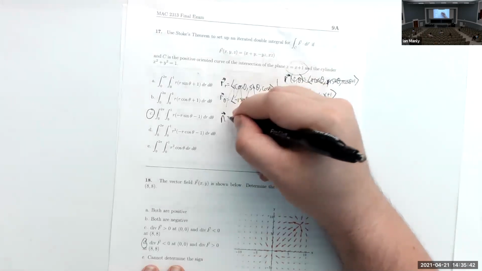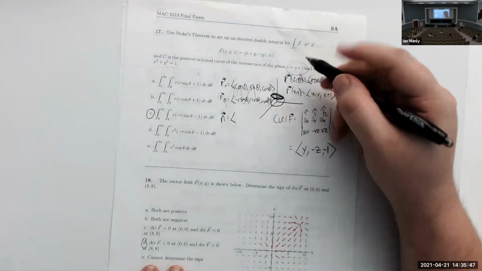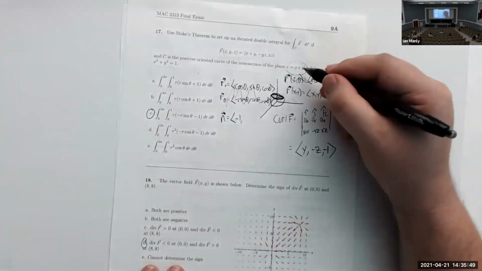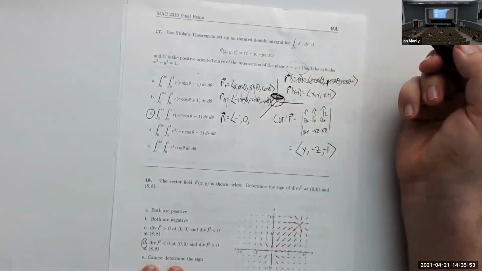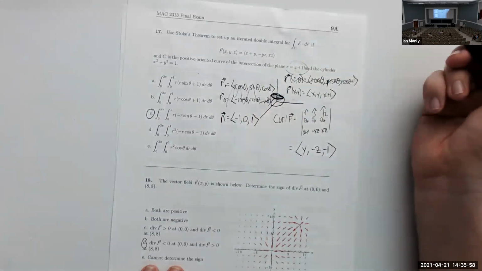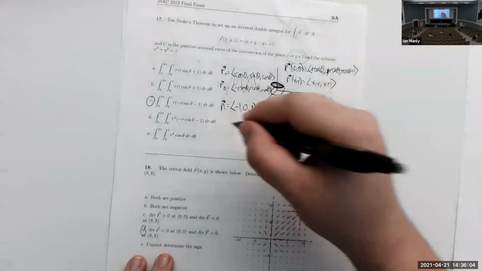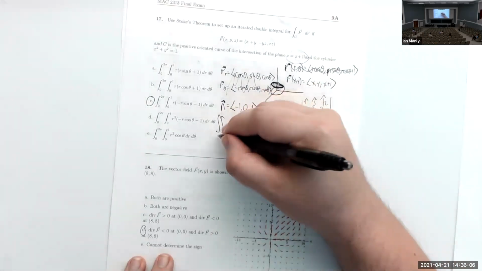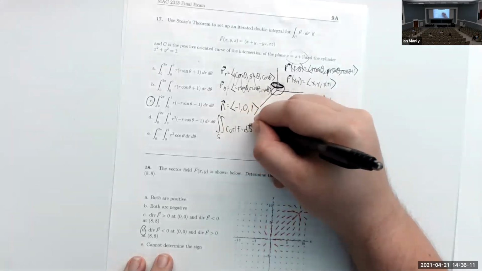And then we could use the fact that our normal vector is going to be negative the x derivative of this, so negative 1, negative the y derivative of this, which is 0, and then 1. So there is our normal vector. Now that we have the easier route, we can put this into our formula for the surface integral.